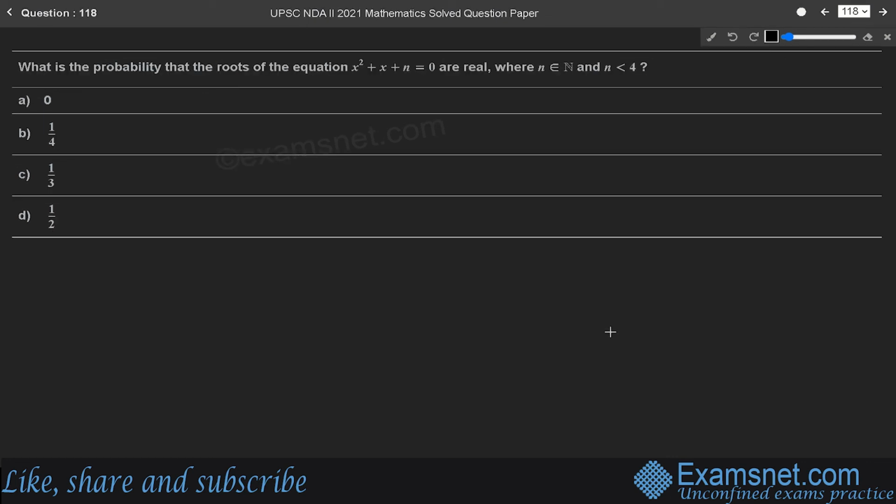Next question is, what is the probability that the roots of the equation x square plus x plus n is equal to 0 are real, where n belongs to natural numbers and n is less than 4.